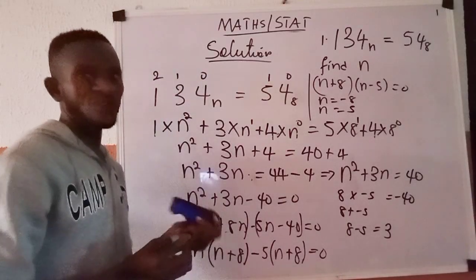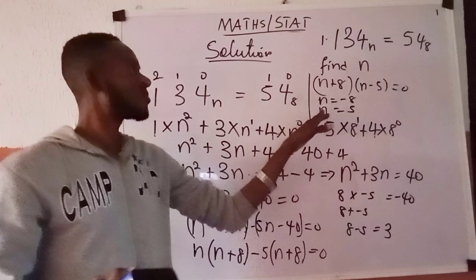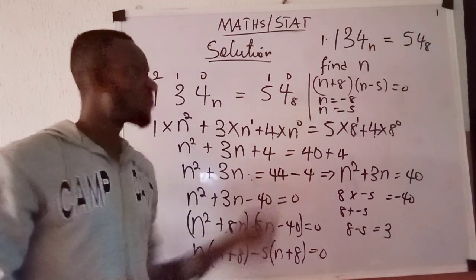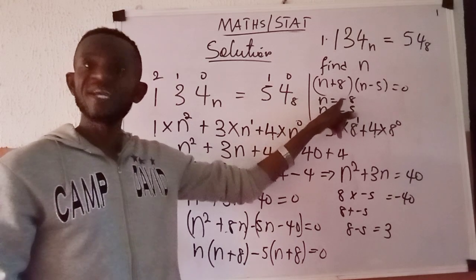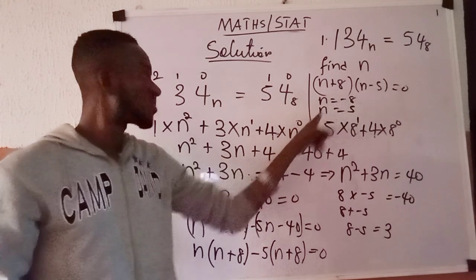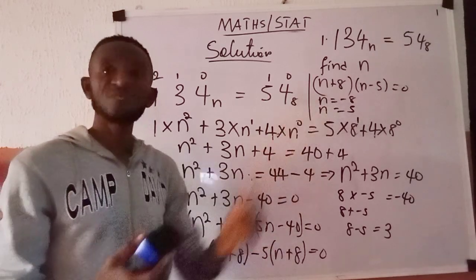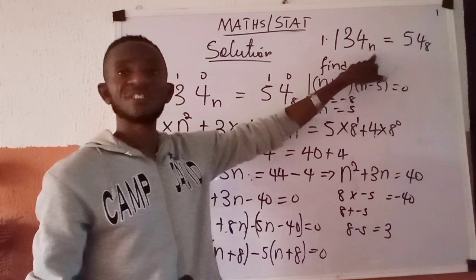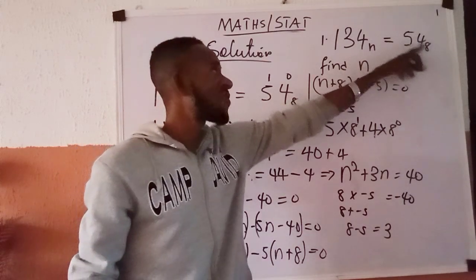And of course, when you are told to find the value of this n, you have gotten two possible values of n, because you solve the quadratic equation. But this value of n is not going to be minus 8 because we don't have a negative base, which means you are going to go for n equal to 5, because this 5 is the positive number. So it is only when 134 is given in base 5 that it can be expressed to be equal to 54 in base 8.